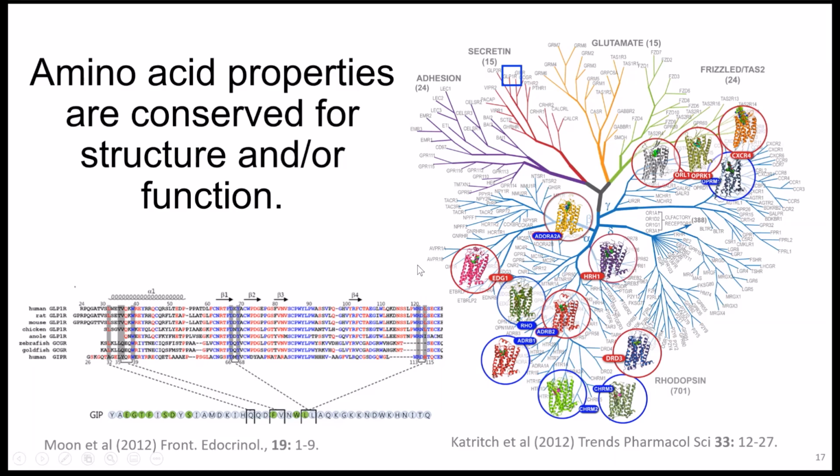If we were to examine the sequence of amino acids shown on the bottom left, you can see that certain amino acids are conserved across family members. This means that the properties of these amino acids are crucial for their structure and function.